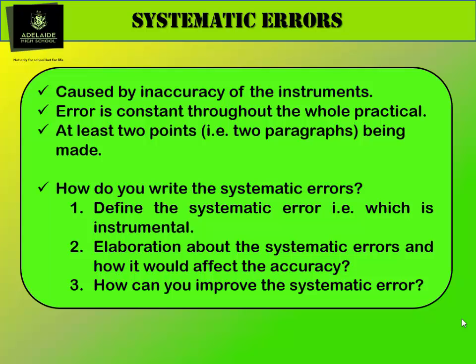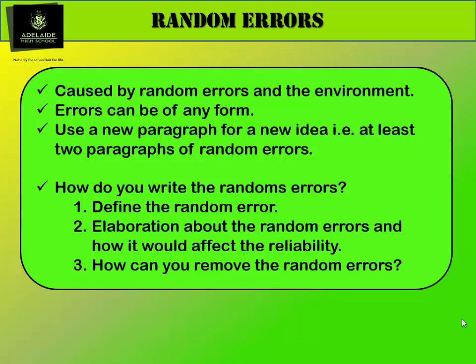Okay. Now, in terms of systematic error, it is caused by the inaccuracy of instruments. An error is constant throughout the whole practical, but in this case you don't really have that many instruments, but systematic errors here have something to do with maths. So whatever you have calculated just now, you have to put the systematic error in terms of that calculation. And this is how you write your systematic errors. Define the systematic error, the instrumental, elaborate about it and how it affects your accuracy and how you can improve on your systematic error.